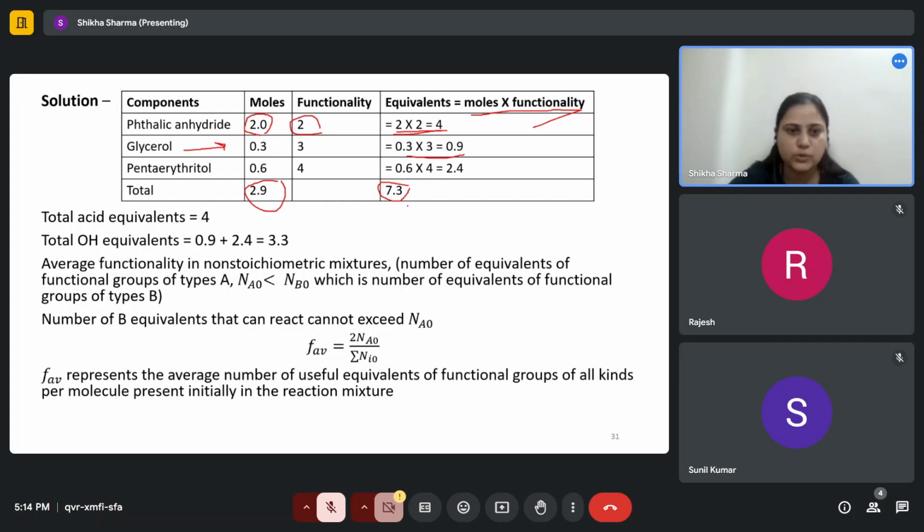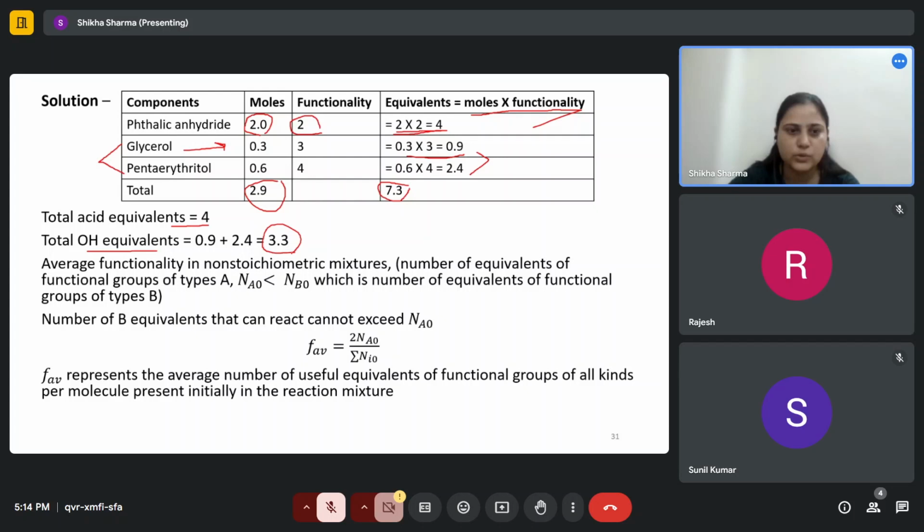So we can see that the total acid equivalents are 4, which is from the phthalic anhydride, right? And the total OH equivalents, which are from the glycerol and pentaerythritol, are 0.9 plus 2.4, which equals 3.3. So acid equivalents are 4 from the phthalic anhydride, and OH equivalents from the glycerol and the pentaerythritol are 0.9 plus 2.4, which is 3.3.